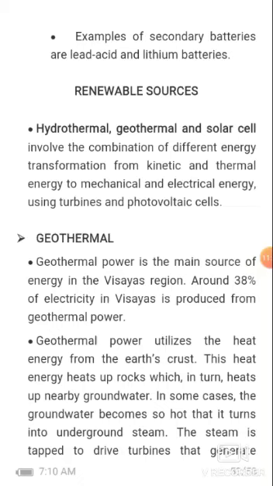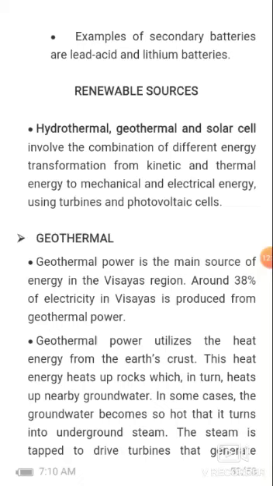So, isa-isahin natin. The first one is geothermal. Geothermal power is the main source of energy in the Visayas region. Around 38% of electricity in Visayas is produced from geothermal power. So, geothermal power utilizes the heat energy from the Earth's crust. So, it is called geothermal because it is getting the energy source from the Earth's crust.